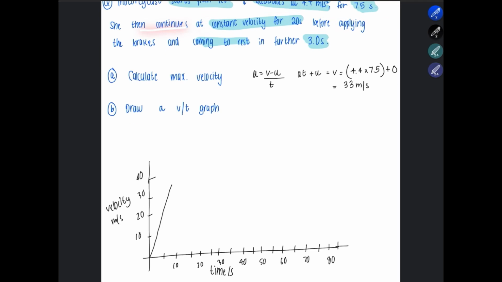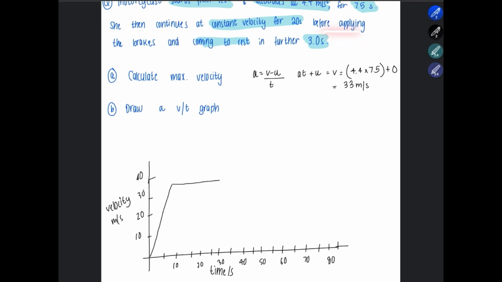She then continues at a constant velocity for 20 seconds. Okay, so for almost here, this is constant velocity, so it should be a horizontal line. What about the time? You will add 20 seconds. So this was 7.5. 7.5 plus 20 is 27.5, which would be approximately here.